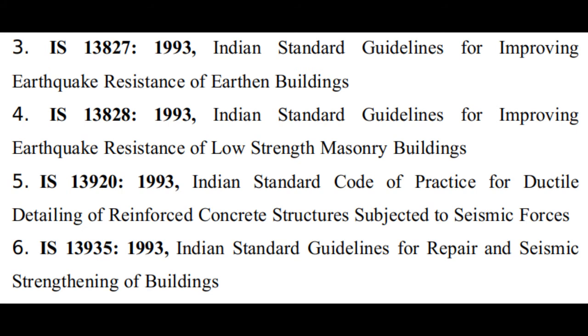Next is IS 13920 1993. This is the IS code for the ductile detailing of reinforced concrete structure subjected to seismic forces. And the last one is the IS 13935. This is the IS guideline for the repair and seismic strengthening of building.